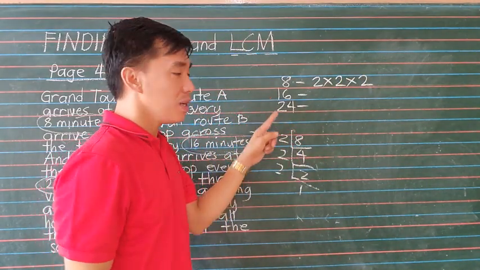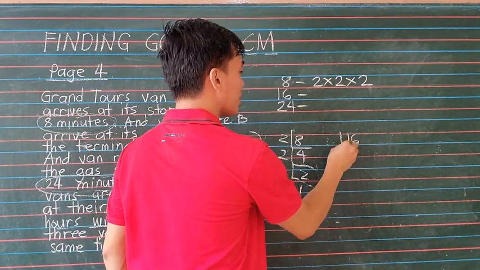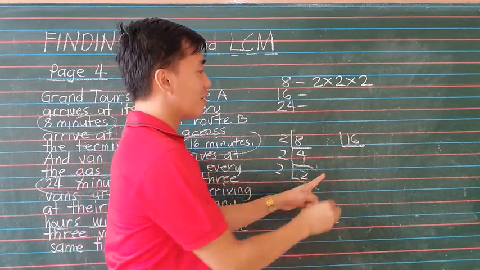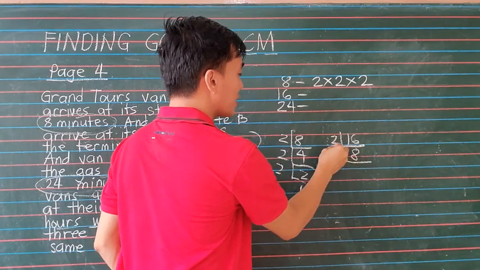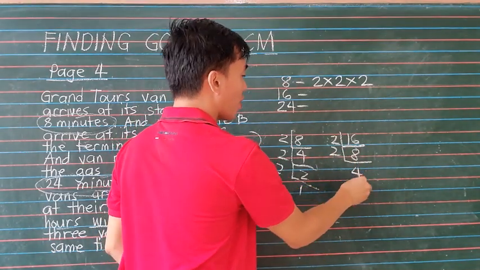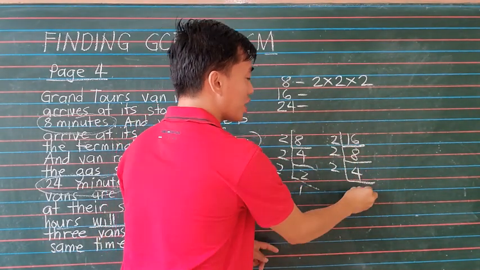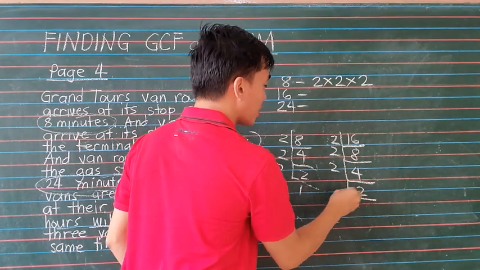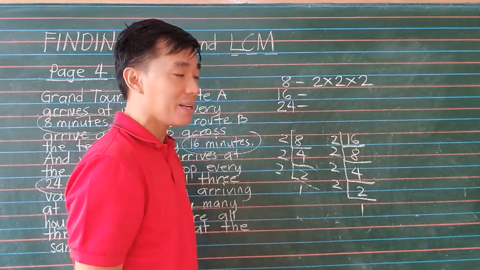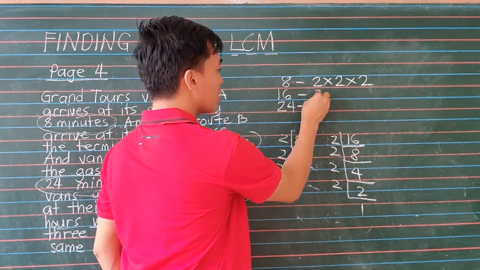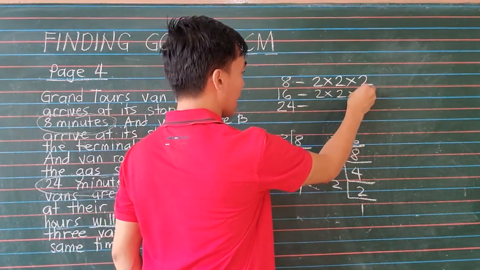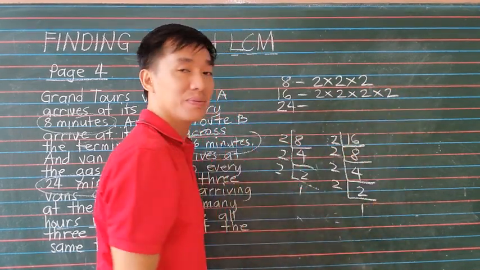For 16, we will also use the continuous division, and 16 is divisible by 2, which is equal to 8. 8 is also divisible by 2, which is equal to 4. 4 is also divisible by 2, which is equal to 2. And 2 is also divisible by 2, which is equal to 1. If you already reach 1, here's the prime factorization of 16: 2 times 2 times 2 times 2.